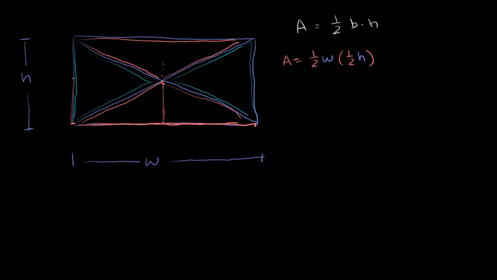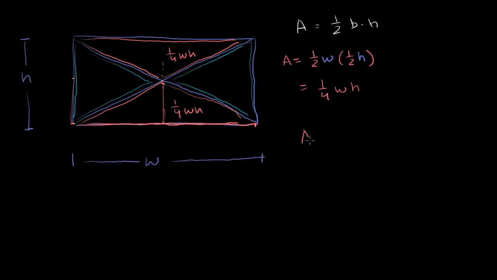So what's that going to be? You have 1/2 times 1/2 is 1/4 times width times height. So the area of that triangle is 1/4 width times height. So is that one, same exact argument. They have equal area. Now, what's the area of these green-blue triangles?